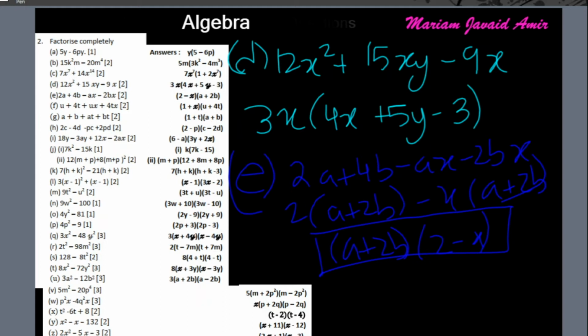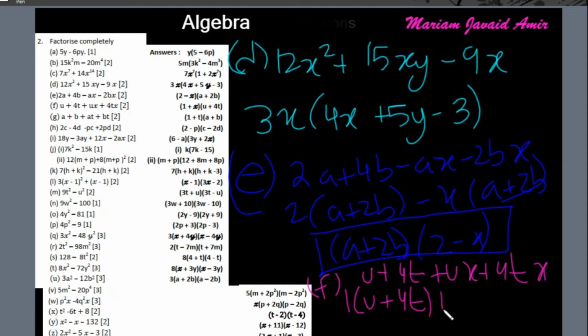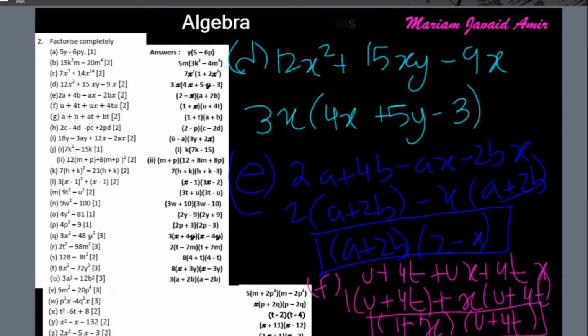Part F, we have u plus 4t plus ux plus 4tx. So let's take 1 common. In the first 2 expressions, when nothing is common, we can take 1 common. Next, take x common, so we're left with u plus 4t. So the answer is 1 plus x times u plus 4t. This is the factorized form for part F.